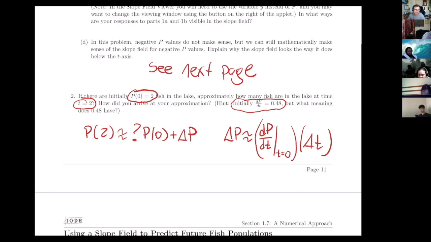And so in this case, this change would be the 0.48, the derivative at 0, times 2, and that gives us 0.96. So that's telling us that the population is going to increase by approximately 0.96 thousand fish. In other words, 960 fish.